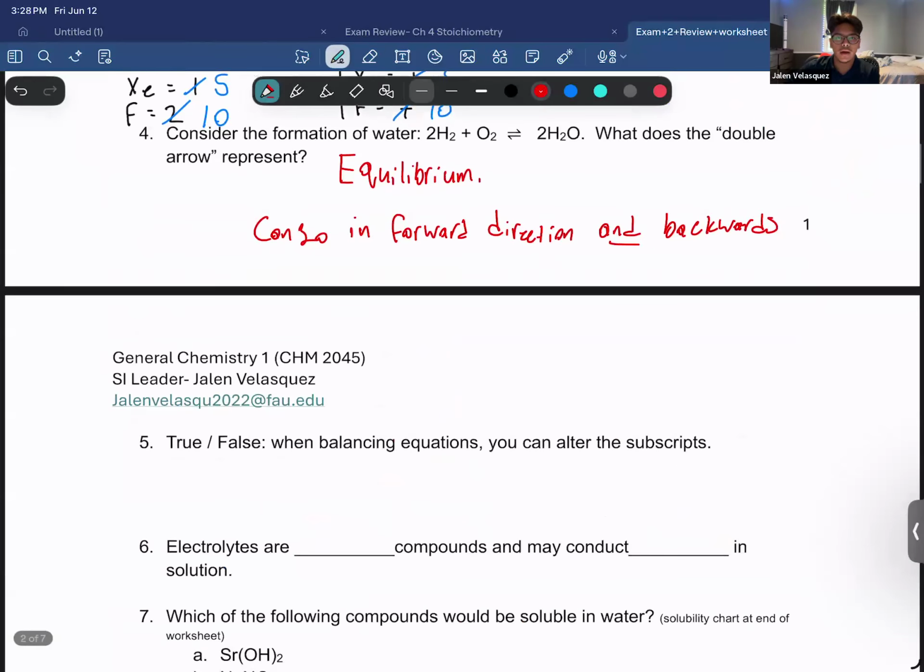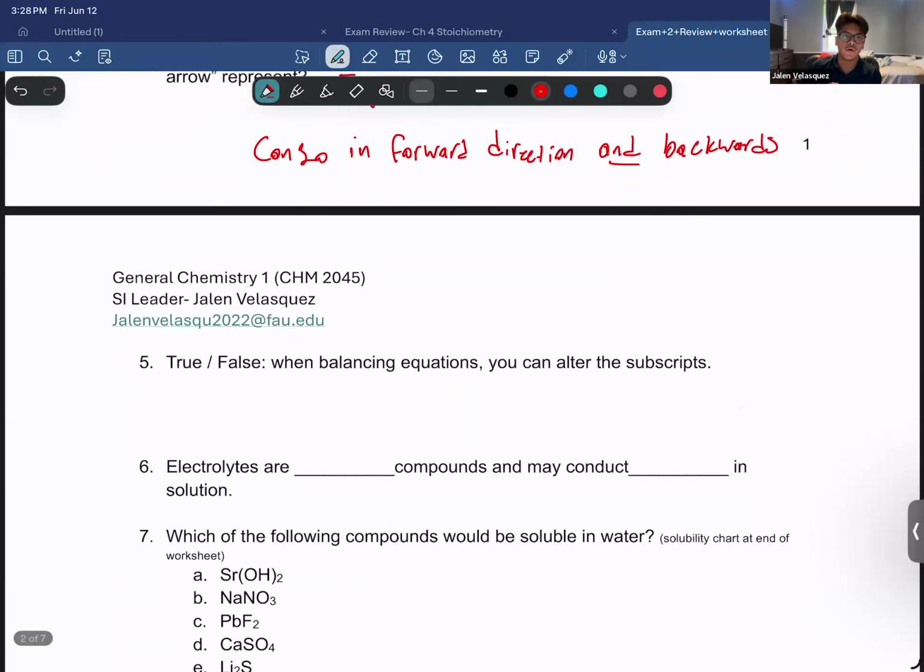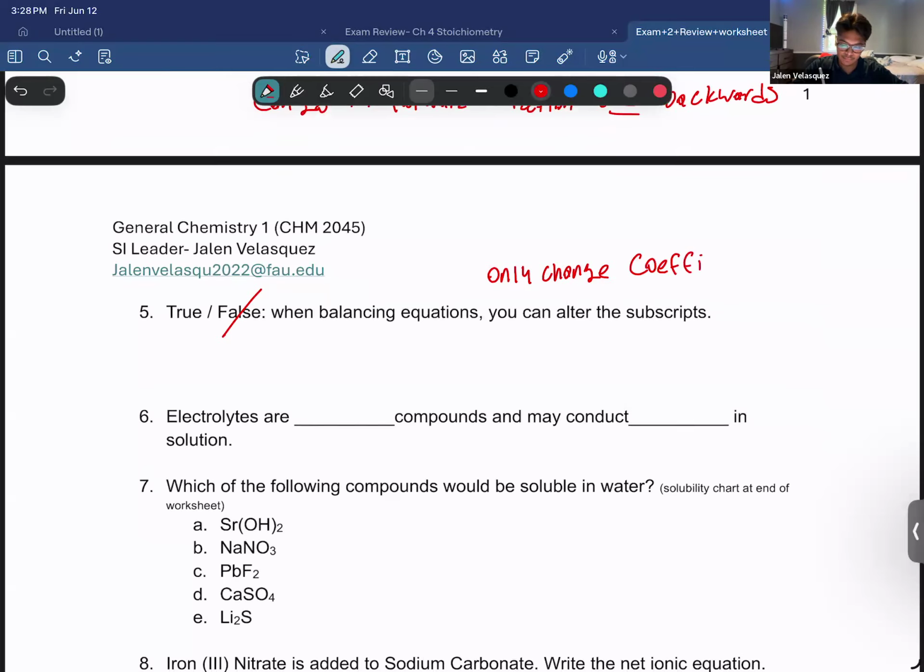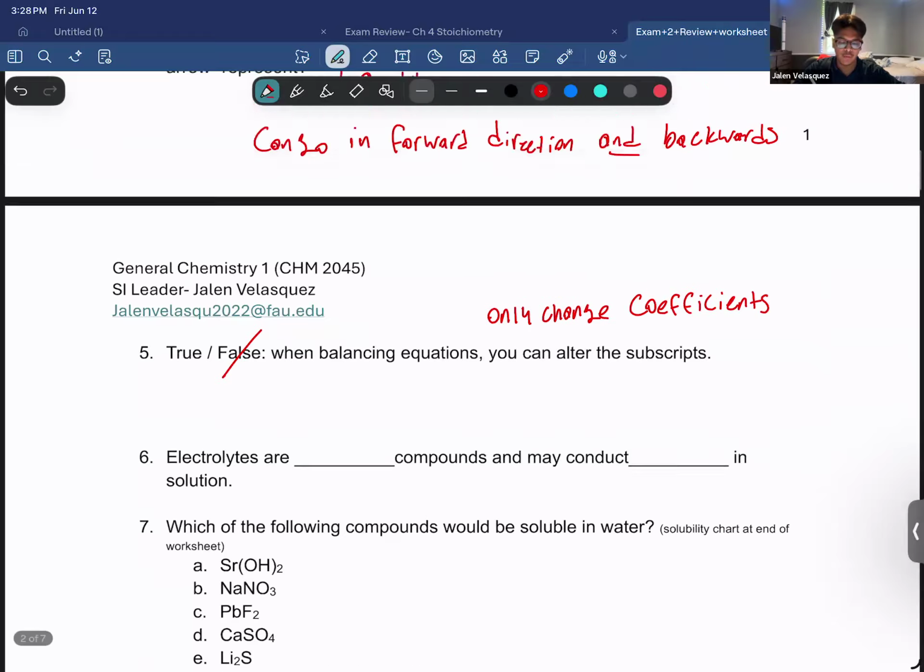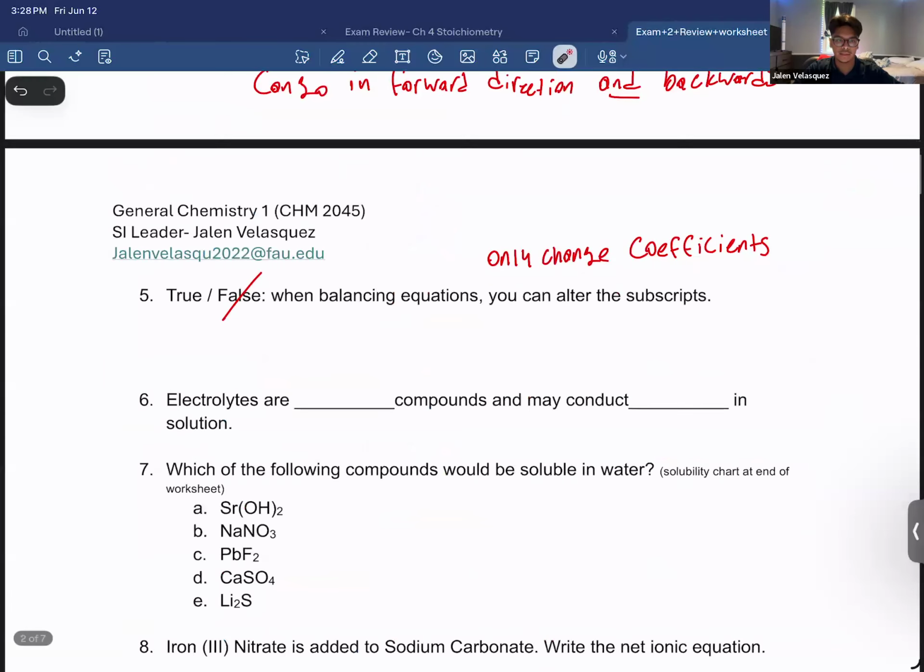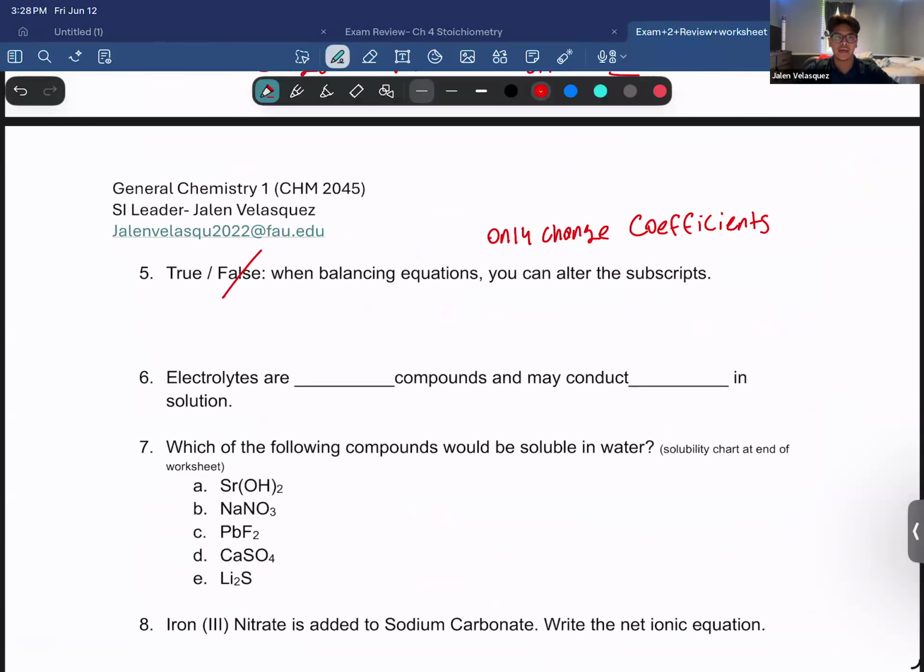All right. Number 5, this says true or false. When balancing chemical equations, you can alter the subscripts. We know that is false. The only thing we can change, remember, we can only change the coefficients, not the subscripts. Right, so remember the coefficient is the number that goes in front of the chemical, whereas a subscript is that little small number, right? Now, the reason for this is because if you change the subscript, you're changing the chemical, right?